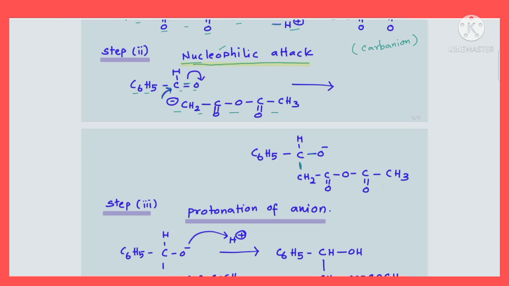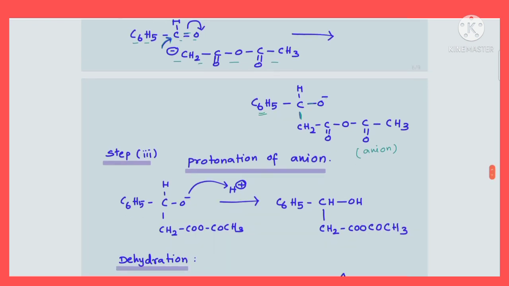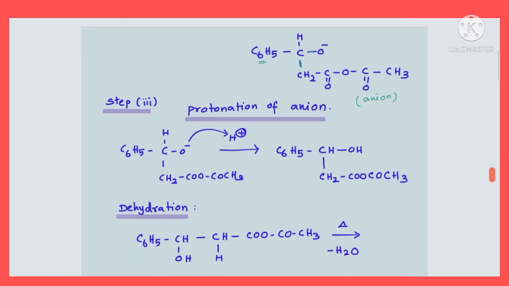Okay, you get a species like an anion. We cannot call it an alkoxide ion because we have an aryl group, a phenyl group, so that is a species with negative charge, so simply you can call it an anion. Whereas in aldol condensation, this step we called the formation of alkoxide ion, but there you had an alkyl group, but here we have an aryl group, so you can call it an anion. That's all.